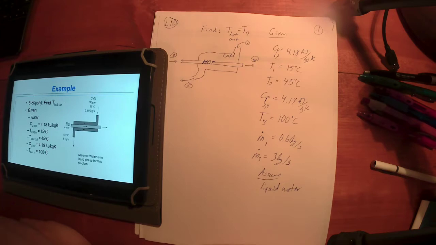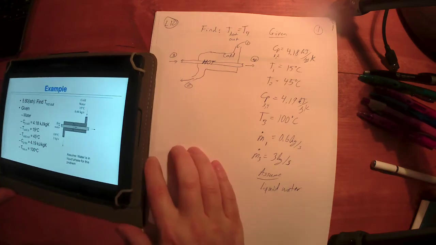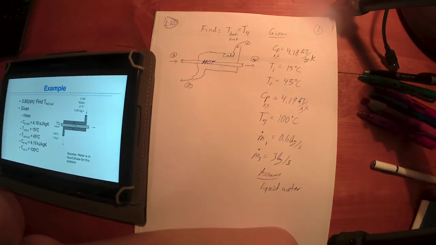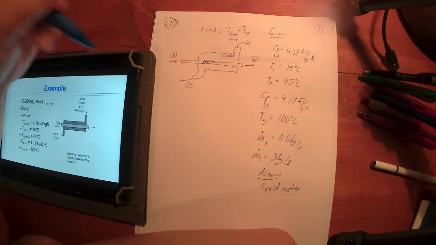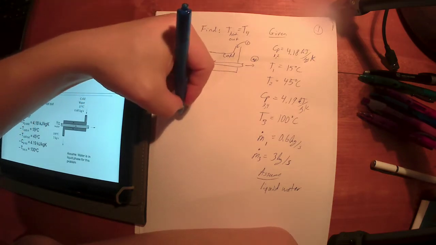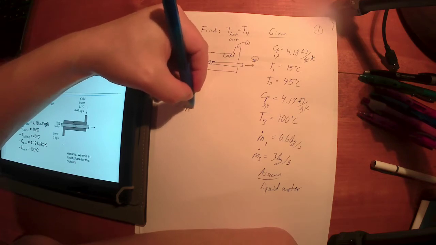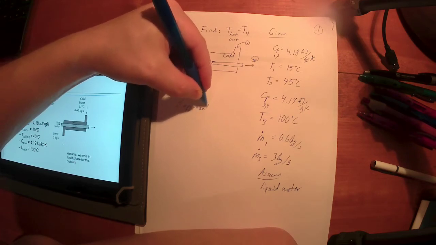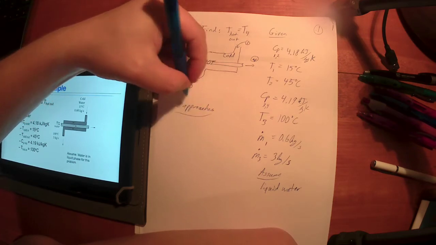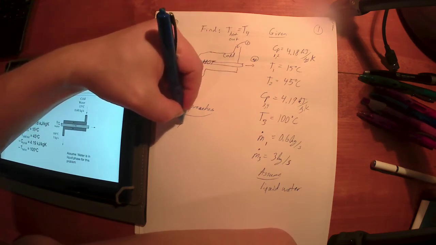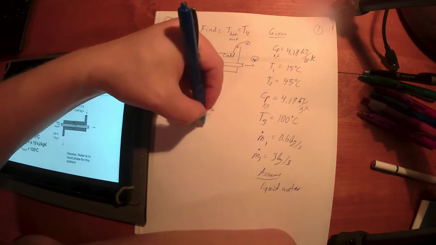Okay. They just want to know the temperature of the hot water coming out. So when we first introduced heat exchangers, I said you can do one of two things. You can either say, two approaches with your first law analysis. First approach is you can consider these two separate systems.